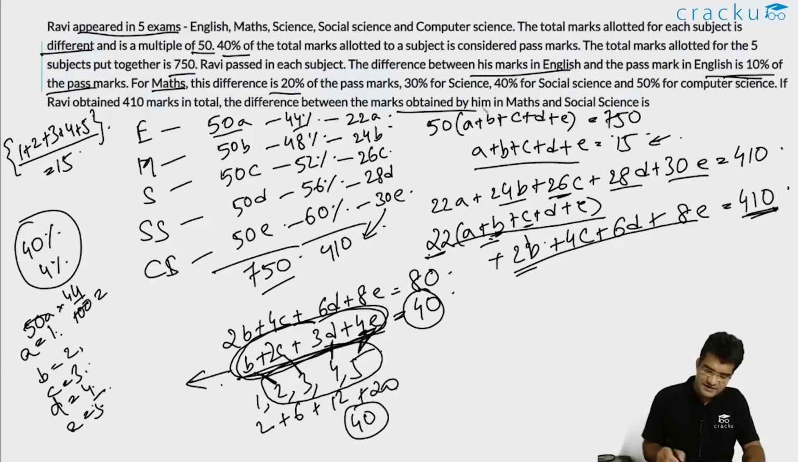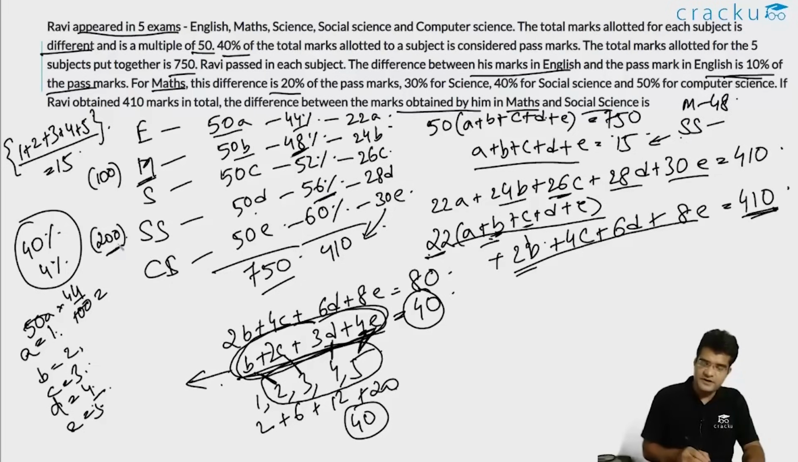It has been asked that we have to calculate the difference between the marks scored in maths and social science. In maths, as B is 2, the total is out of 100. This is 50B. In social science, as D is 4, the total is 200. And in maths he scored 48%. That is, in maths he scored 48. And in social science he scored 56% of 200. That is, he scored 112. So the difference between these two is 112 minus 48, which will equal 64.